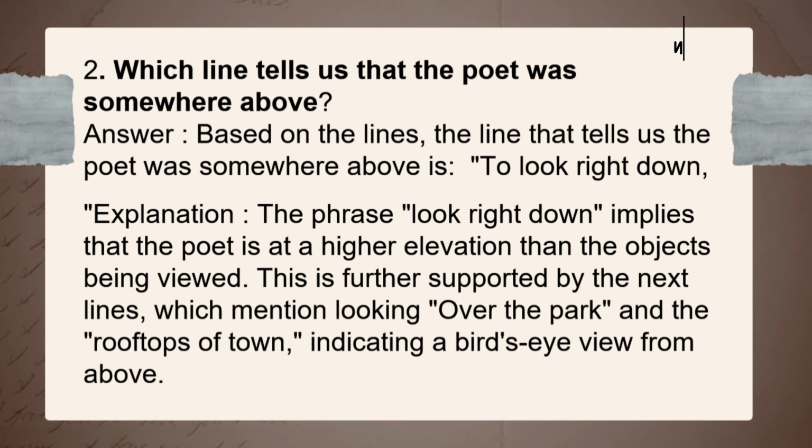Question: which line tells us that the poet was somewhere above? Answer: based on the lines, the line that tells us the poet was somewhere above is "to look right down." Explanation: the phrase "look right down" implies that the poet is at a higher elevation than the objects being viewed. This is further supported by the next lines, which mention looking over the park and rooftops of the town, indicating a bird's eye view from above.